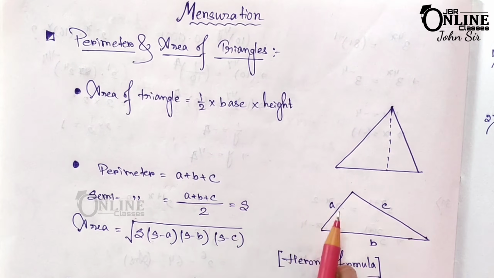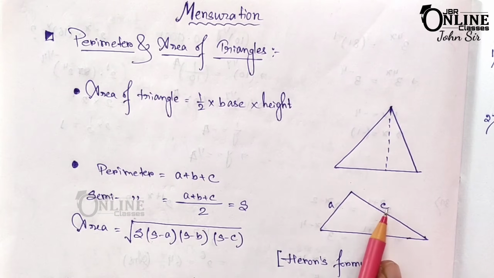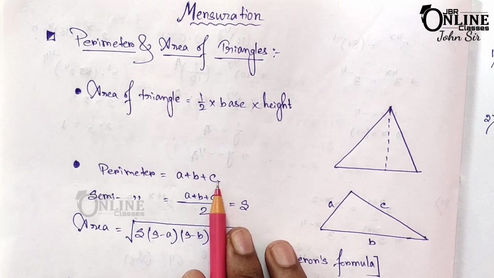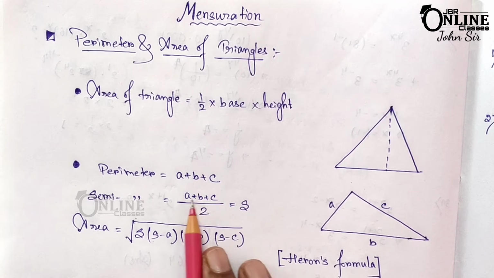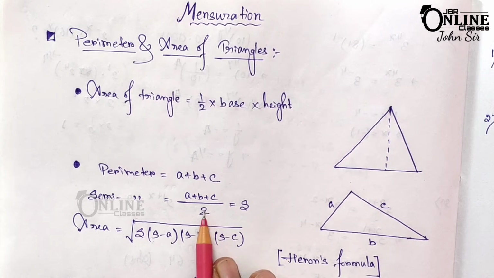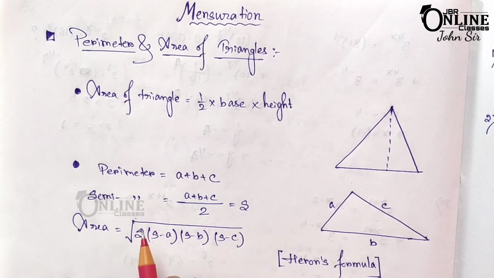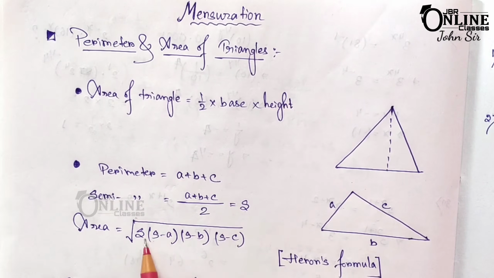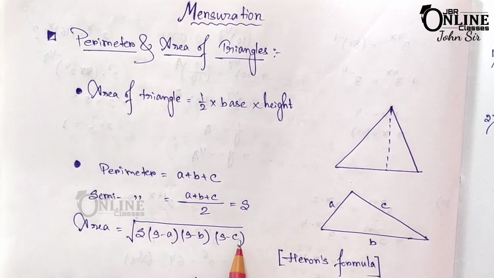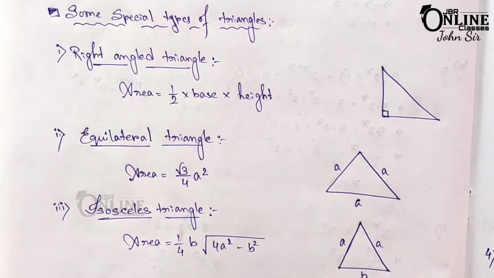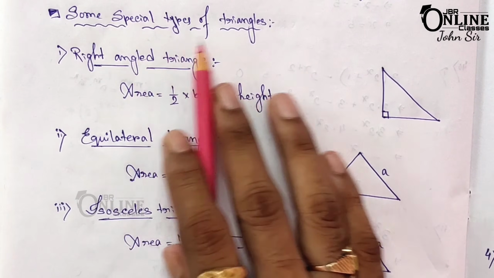Okay, so here if the three sides are A, B and C, then the perimeter will be A plus B plus C. Okay, and the semi perimeter will be (A plus B plus C) by 2. Okay, we denote it by S. Then the area of a scalene triangle is equal to root over S into (S minus A) into (S minus B) into (S minus C). It's called Heron's formula.